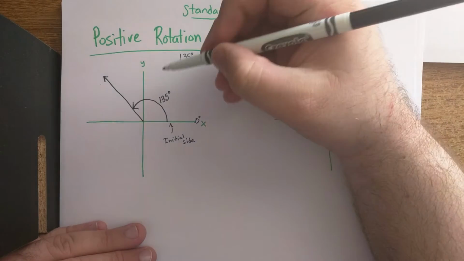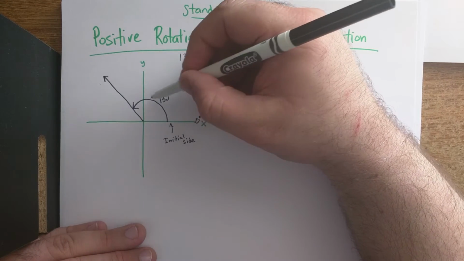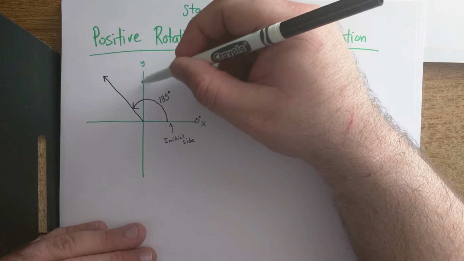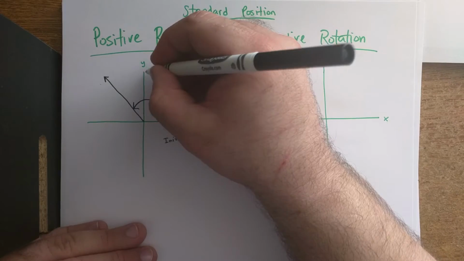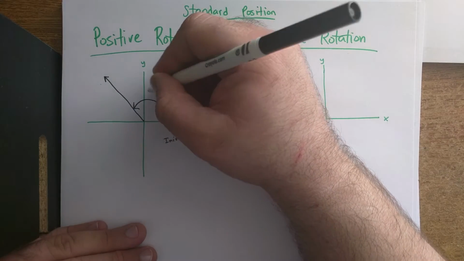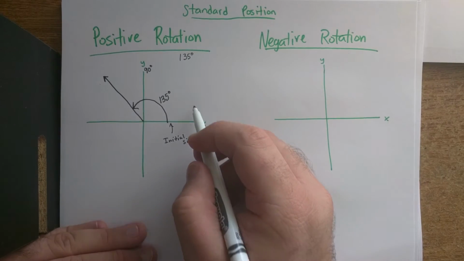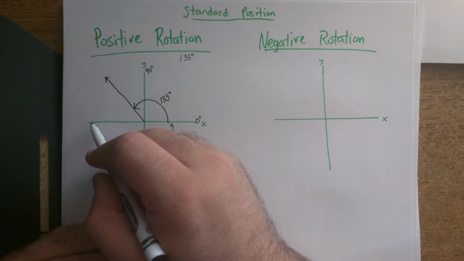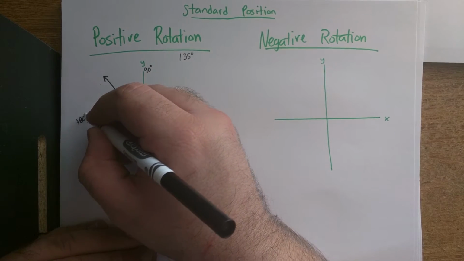So let's think about something. What if your angle stopped right on the y-axis? What if it stopped like right here, this side right here? How many degrees would that be? Well, that's a right angle. So if your angle was open up from here to here, that would be 90 degrees. And then if we kept going, we would end up right here. If we stopped right here, this would be 180 degrees.